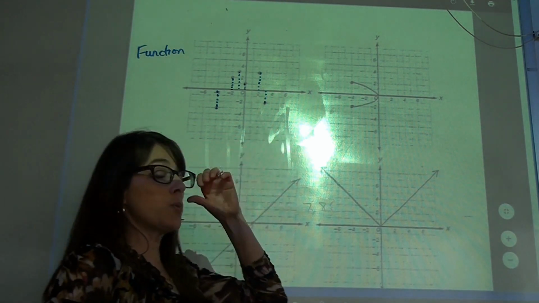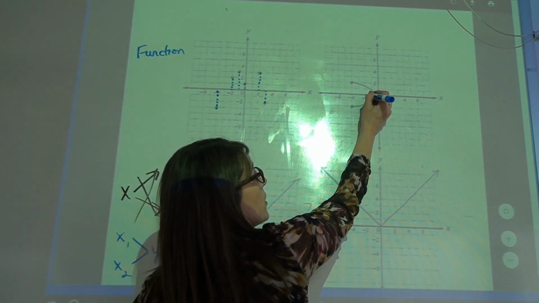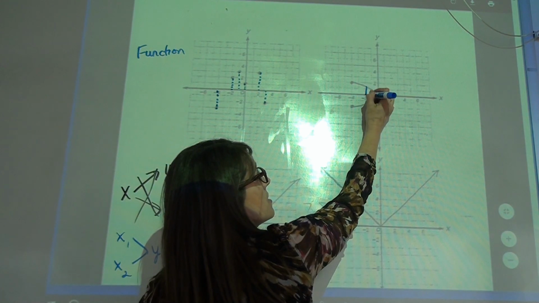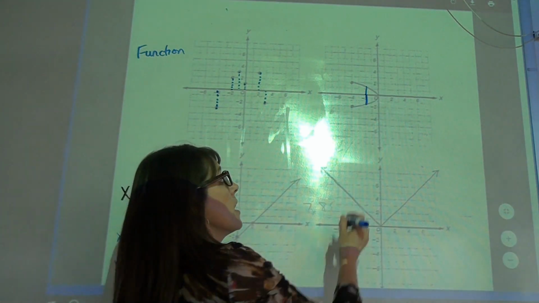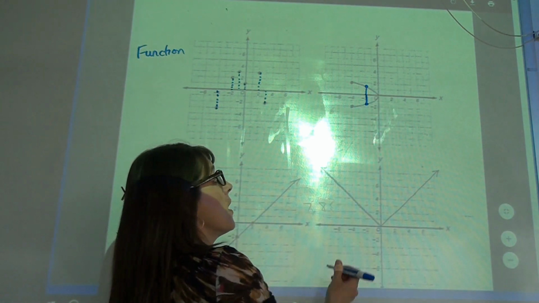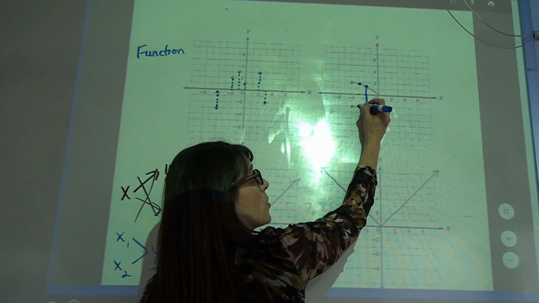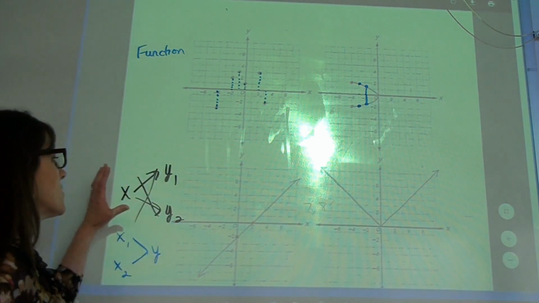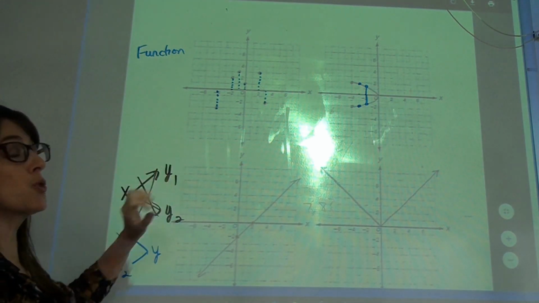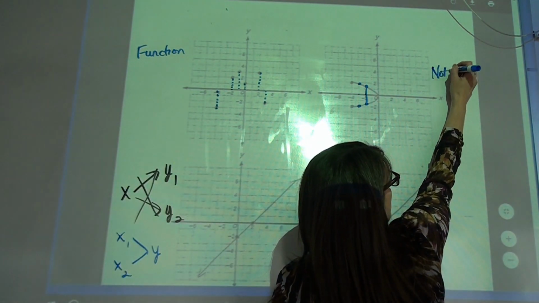Now, take a look at this one. What happens in this one is I've got a situation where this x right here is coming up to this and down to that. Up to this y value and down to this y value. I've also got a situation where this x is coming up to here and it's also going down to here. So I do have a situation where I have the same x going to two different y values. Therefore, this is definitely not a function.